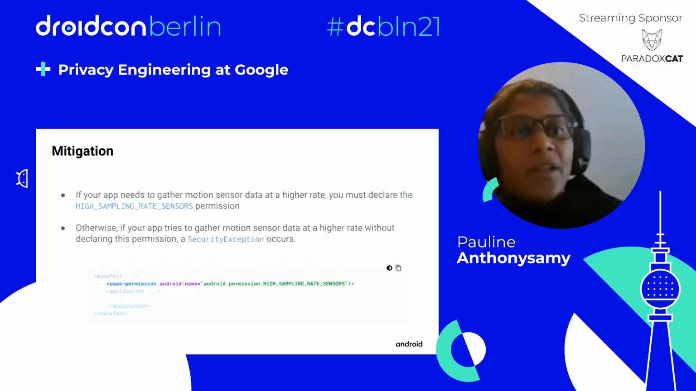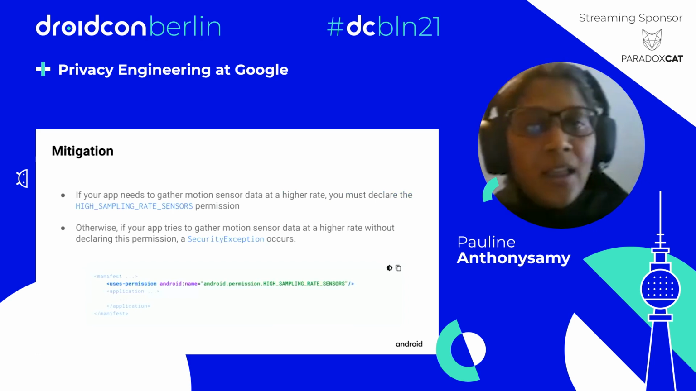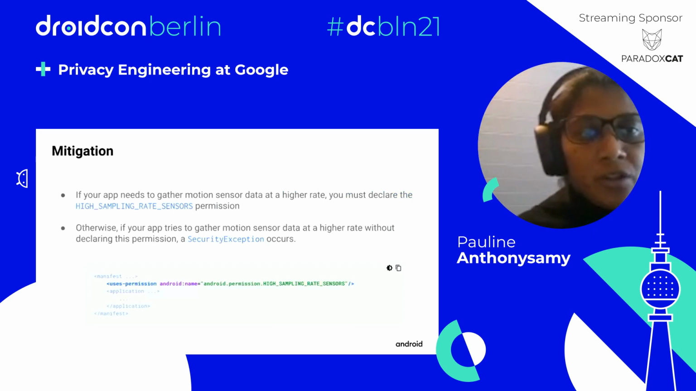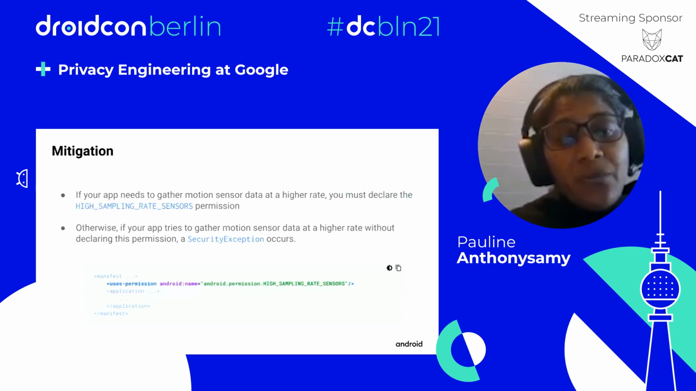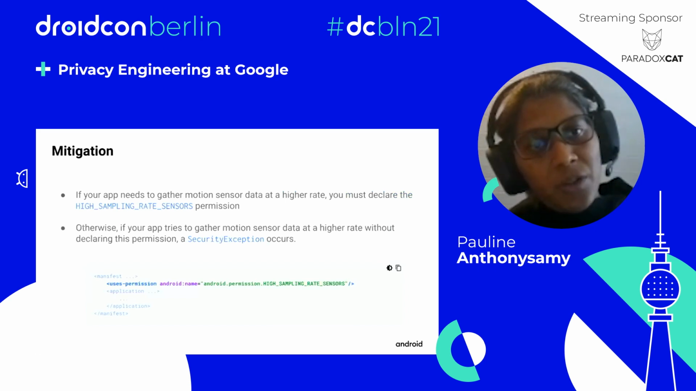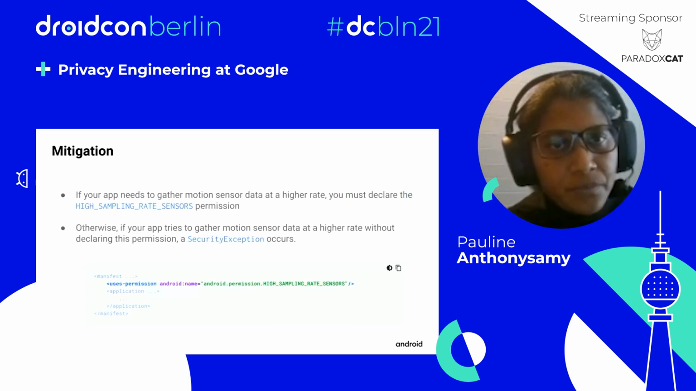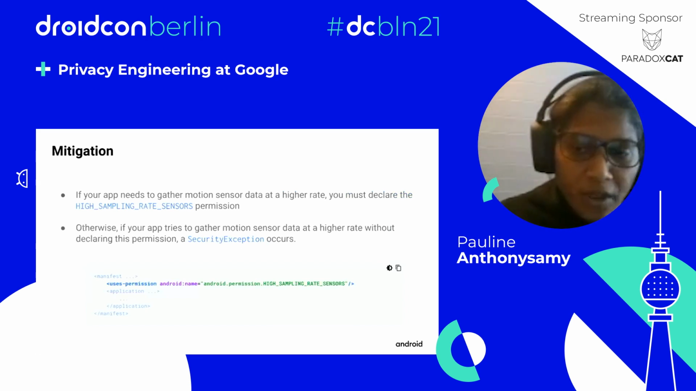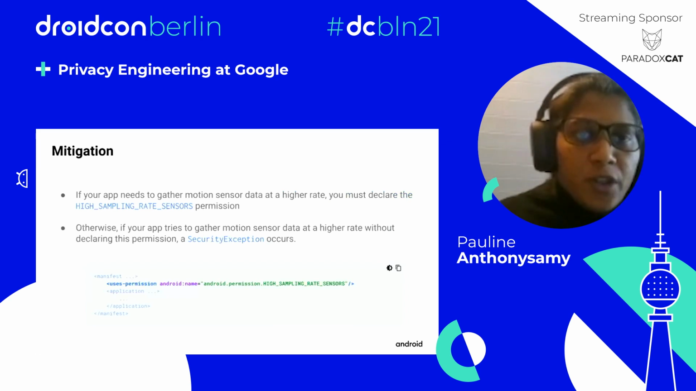And if your app needs to gather this sensor data at a higher fidelity, then we ask that you declare a new normal permission, which we call high sampling rate sensors. And if your app tries to gather this data without this permission, then a security exception will be thrown. So again, this was a follow-up from the device fingerprinting work, and this is right now present in Android 12.